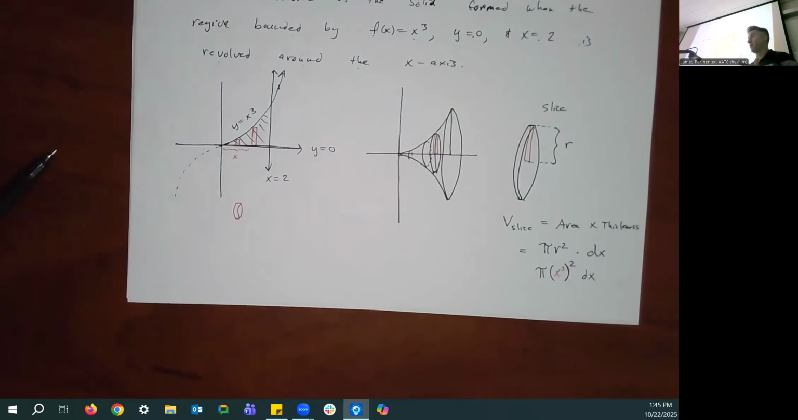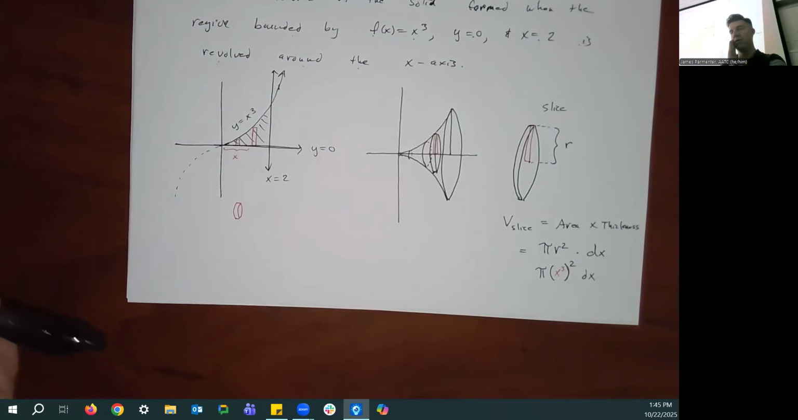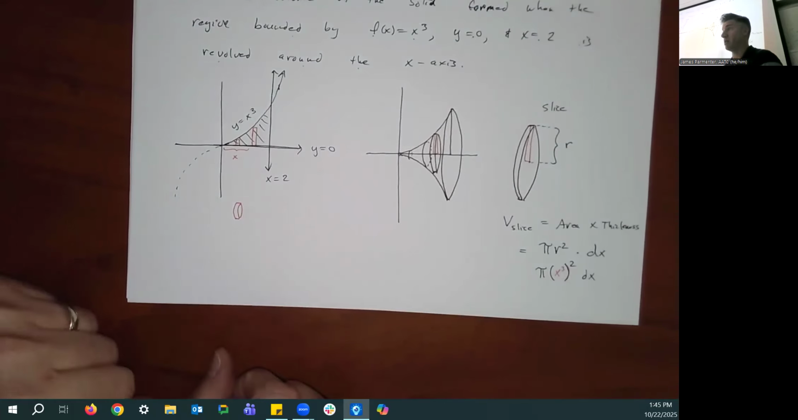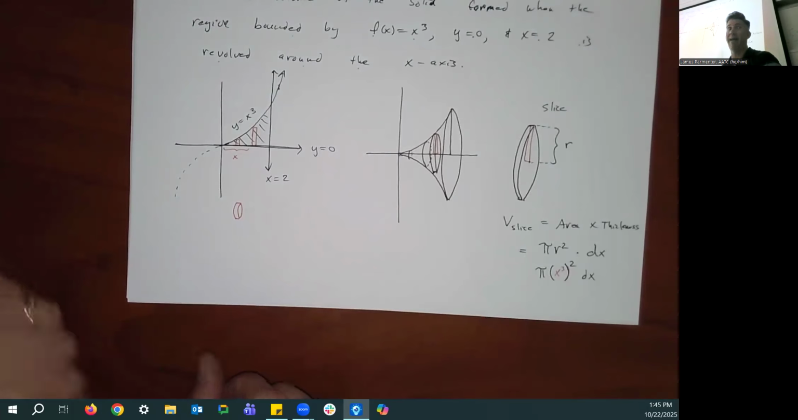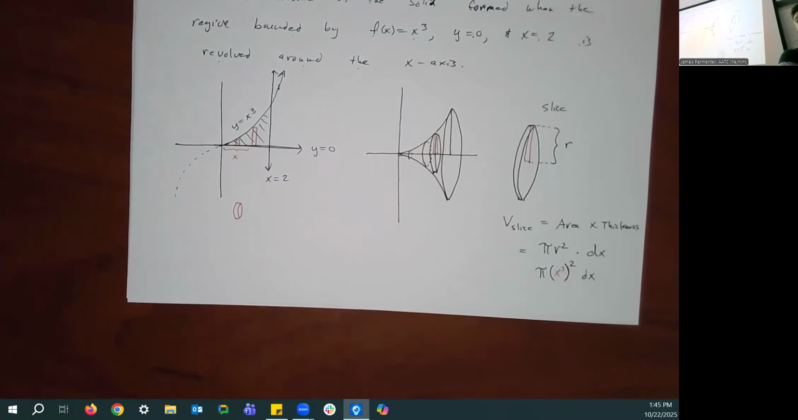So I like to think about the radius being essentially how far away we are from the axis of rotation. And in most nice cases, it's going to be your function. It'll get more complicated, but for now, the function. But that's just the volume of one of the slices. I want to add up all the volumes of all the slices. And just like we add up all the areas of the rectangles to get the total area, we add up all the volumes of the slices by using an integral.